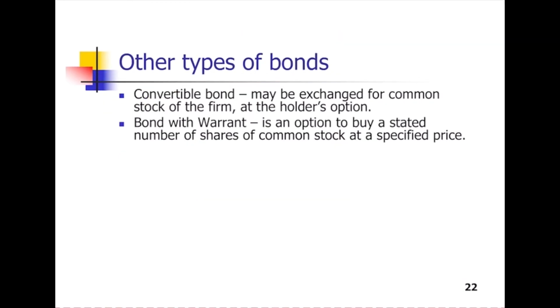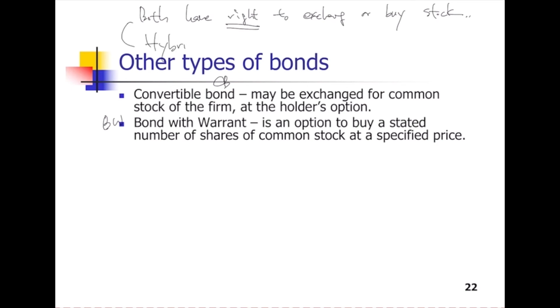This slide shows other types of bonds. There are convertible bonds and bonds with warrants. We simply say this is CB and this is BW. These two are a little bit similar. Both have rights to exchange or buy stock. They have some rights, and both are hybrid securities.